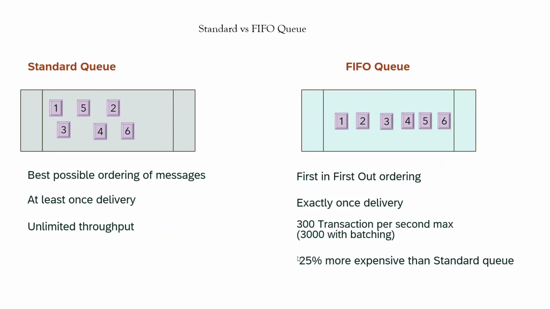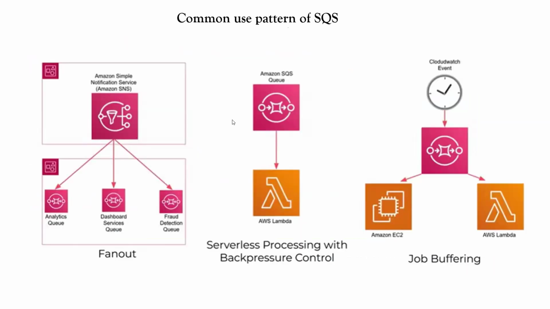If it's not necessary for the messages to be processed in a sequential manner, then we can opt for the standard queue. But if it is extremely necessary for the messages or events to be processed in sequential manner, then we need to select the FIFO queue. So those are the two types of queues in AWS.